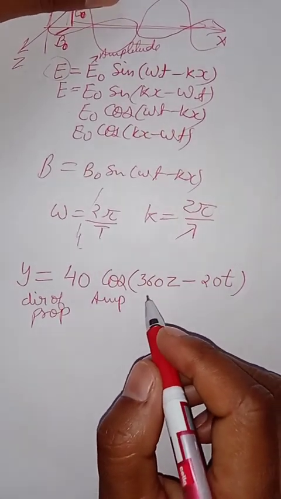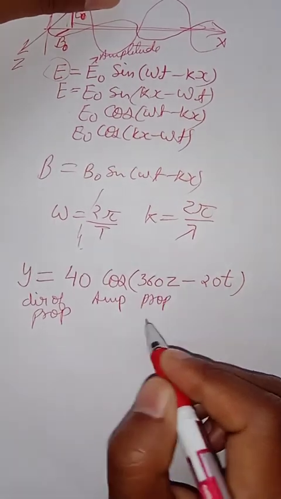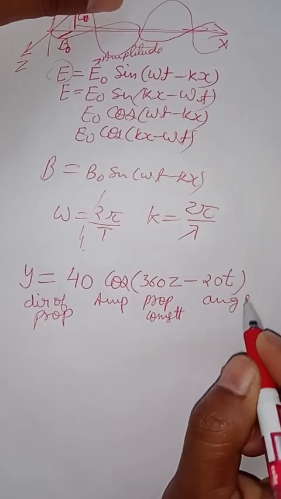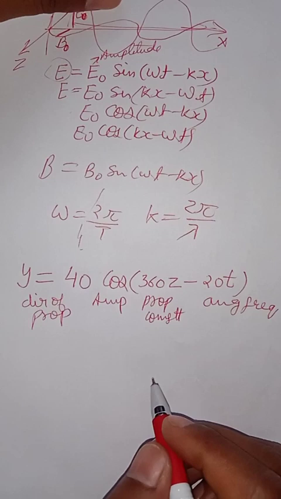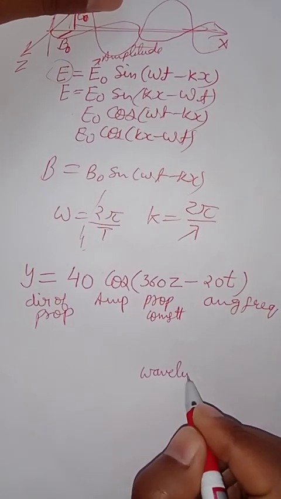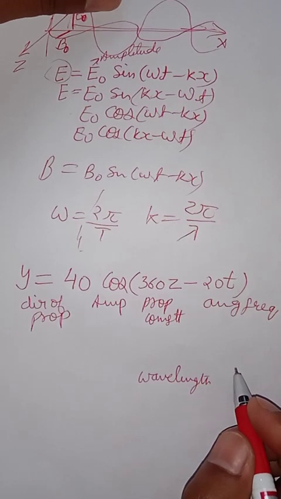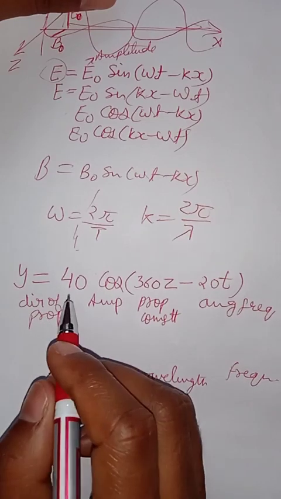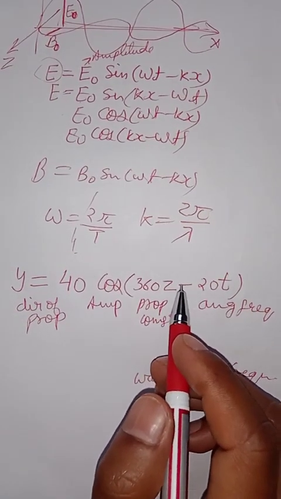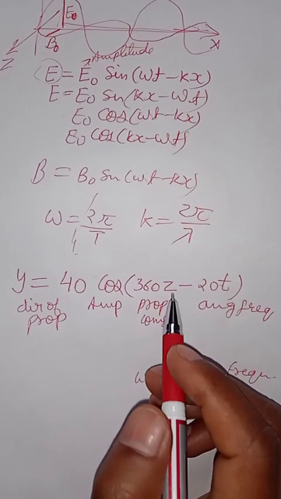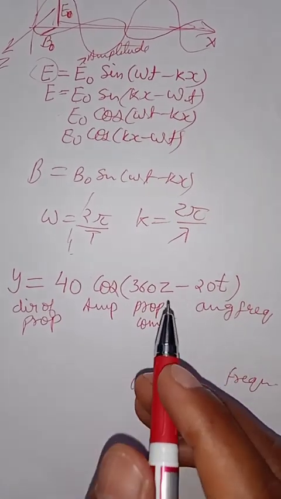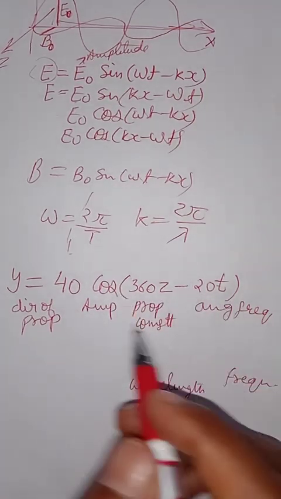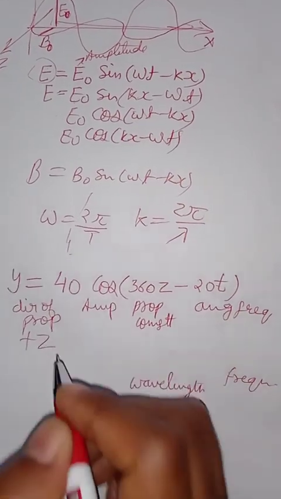then propagation constant, then angular frequency, or wavelength, and frequency. Okay, so direction of propagation. Remember, if there is a minus in between both of these, then the direction of propagation is positive of the axis given in this bracket, that is z. So it is the positive z axis.